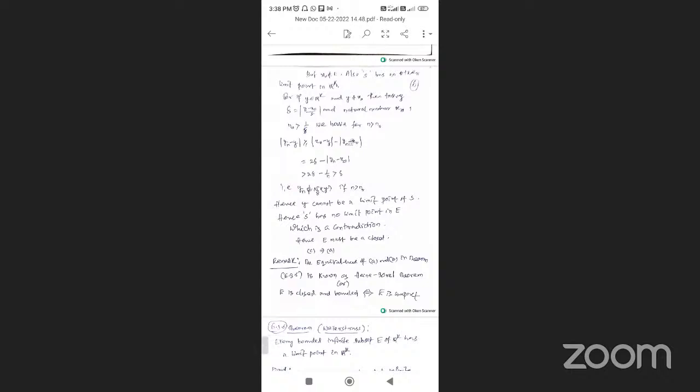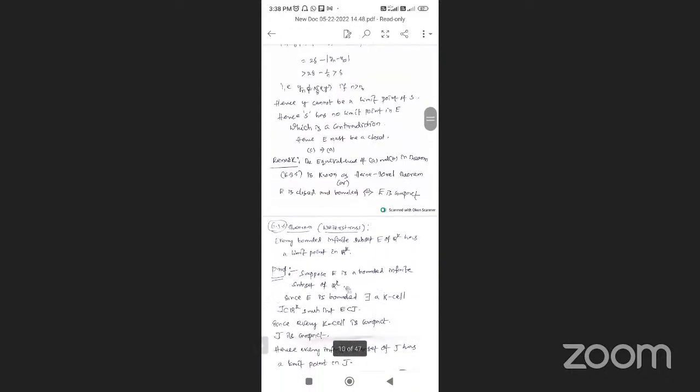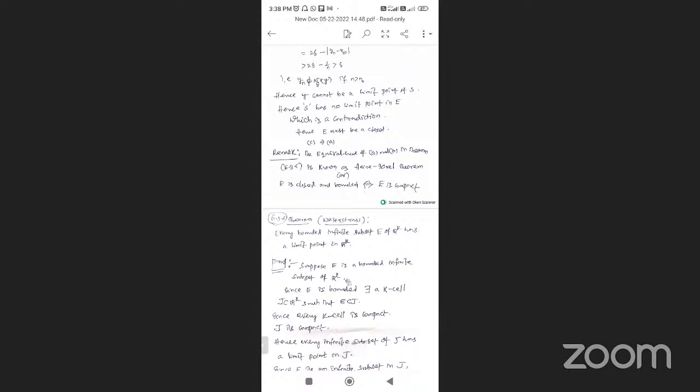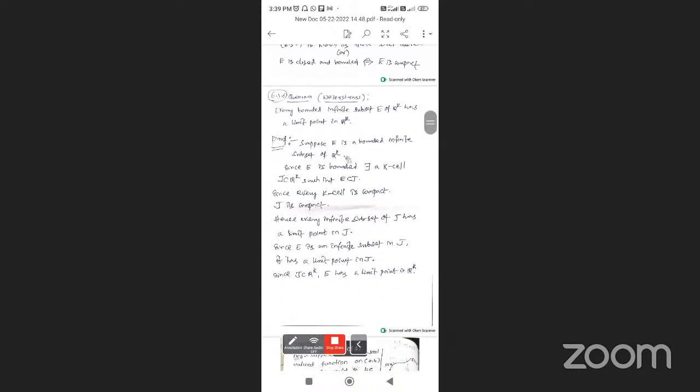That is a remark. The equivalence of A and B in theorem 6.3.5 is known as the Heine-Borel theorem. E is closed and bounded if and only if E is compact. This theorem is also asked in the examination, so it is easy like that. The equivalence of A and B is called the Heine-Borel theorem. Theorem 6.3.5 is known as the Heine-Borel theorem: E is closed and bounded.